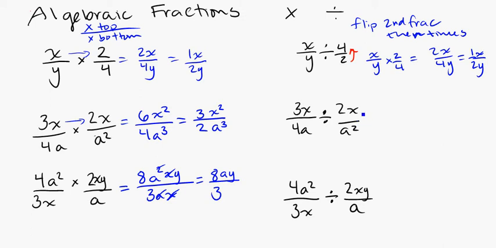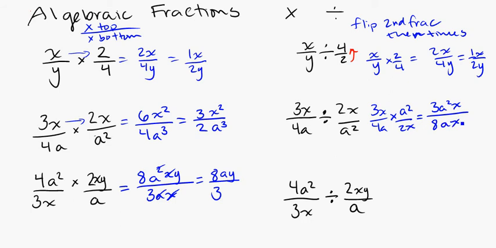Same thing, flipping the second fraction here. So I'm going to have 3x over 4a times a squared over 2x. Timesing across the top, we get 3a squared x. I'm just writing that in alphabetical order here. If you had xa squared, that might be okay as well. Divided on the bottom here, 2 times 4 is 8, and then we have ax again.